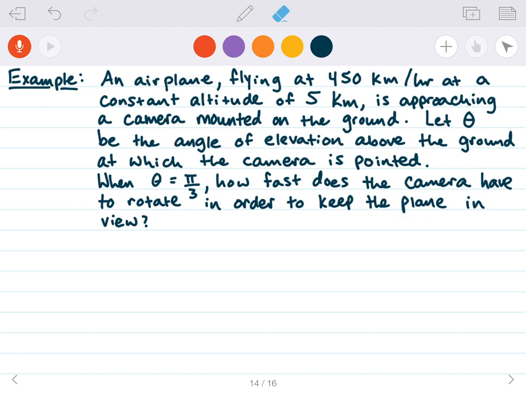An airplane flying at 450 kilometers per hour at a constant altitude of 5 kilometers is approaching a camera mounted on the ground. Let theta be the angle of elevation above the ground at which the camera is pointed.